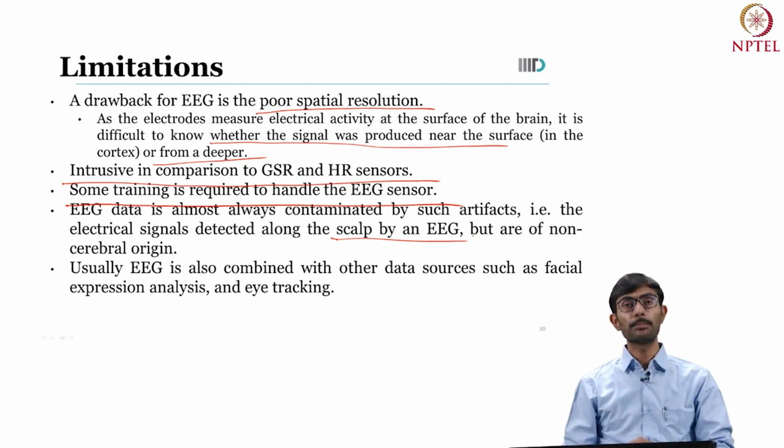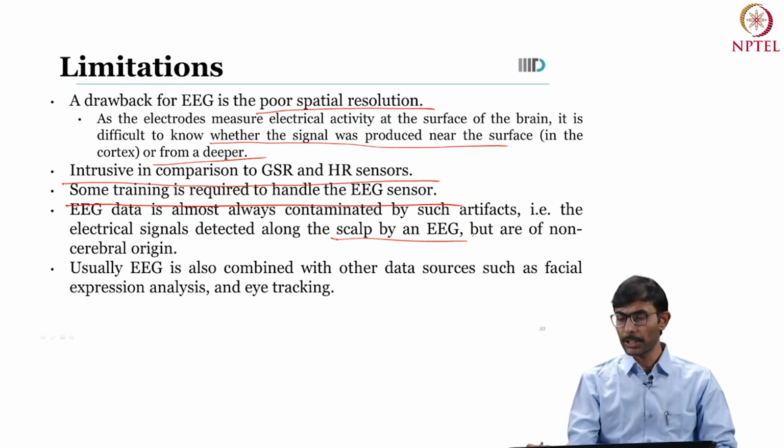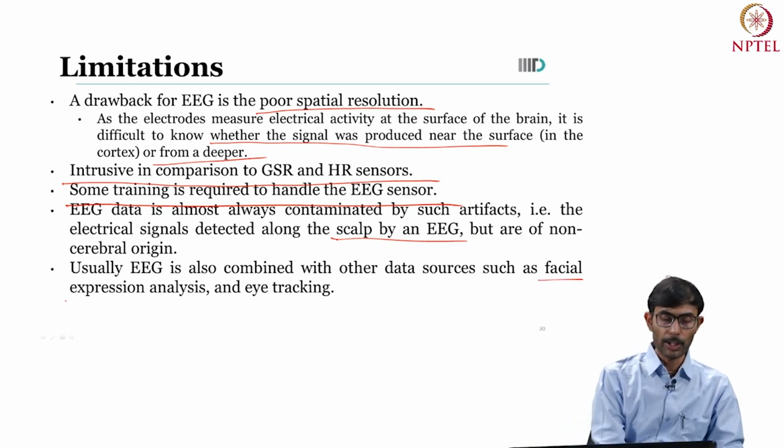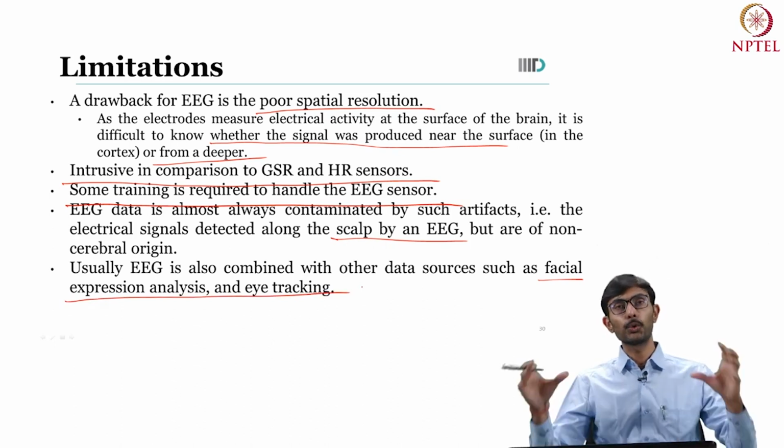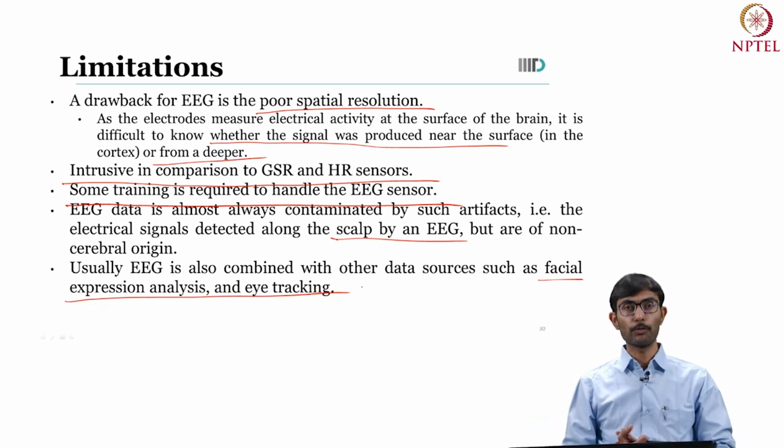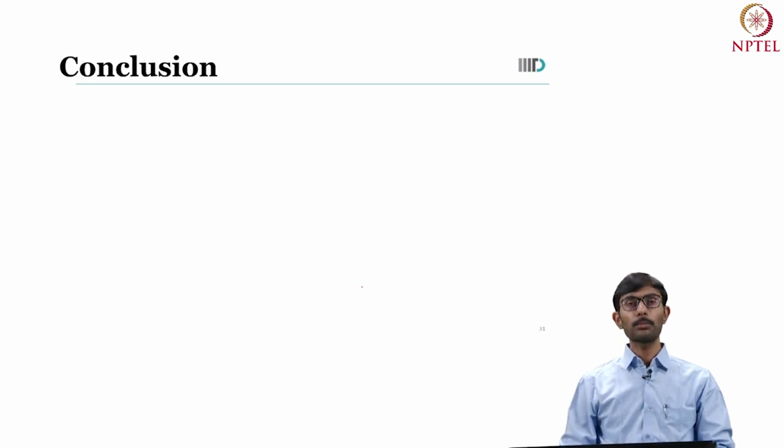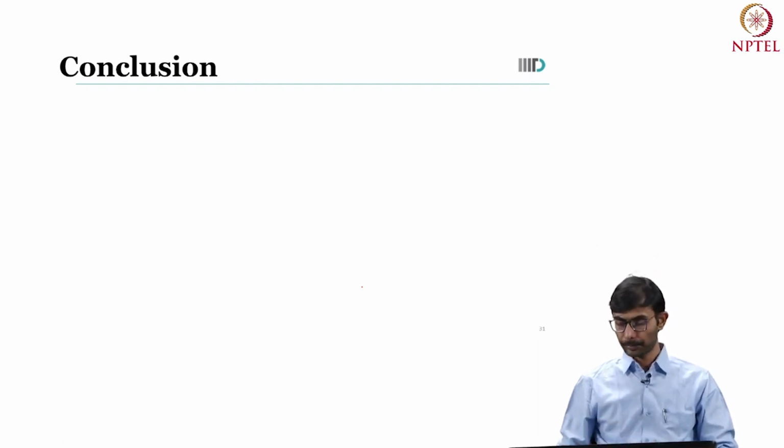Again, as I said, EEG, while it's a very interesting signal to have and gives you a lot of information, is many times combined with facial expression analysis and eye tracking to have a multi-modal view of the emotion that we're trying to analyze and understand. Right. So now we already understood the emotions in the EEG signals. Let us try to conclude, and after that we will go for a demo on how to process and analyze the physiological signals.